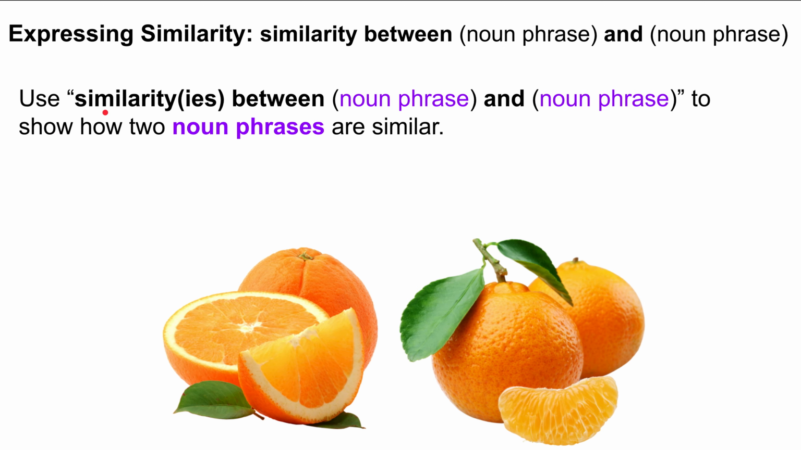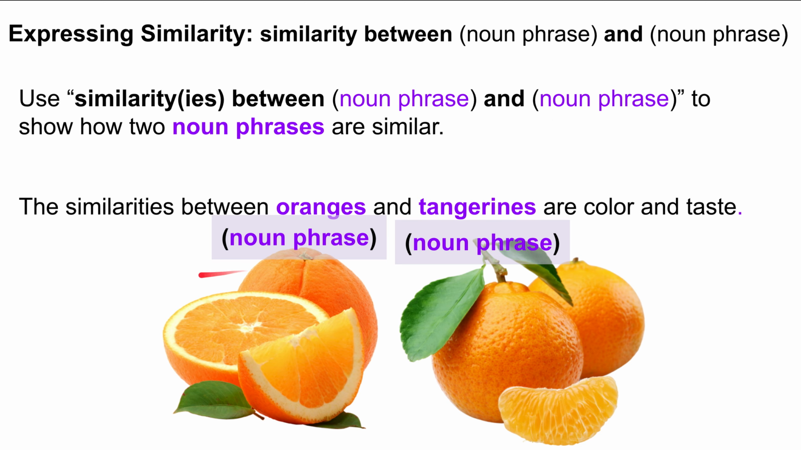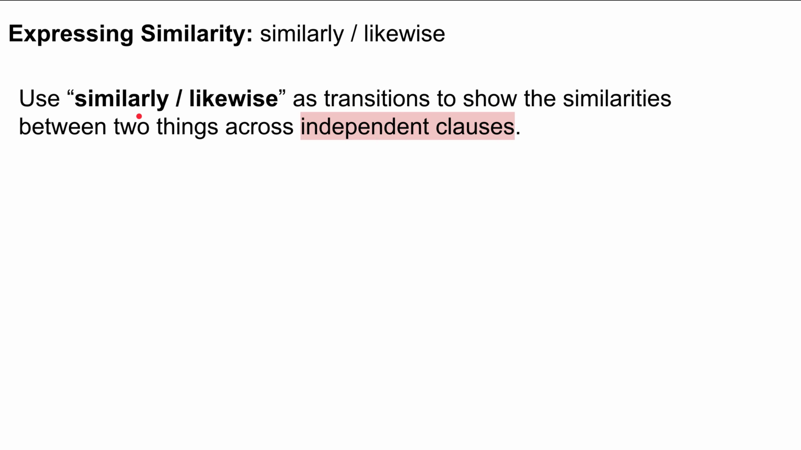Next, use similarity / similarities between noun phrase and noun phrase to show how two noun phrases are similar. So for example, the similarities between oranges and tangerines are color and taste. I have my noun phrases, oranges and tangerines, and I state how they are similar, color and taste. Okay, so once again, use similarities between noun phrase A and noun phrase B to show how two noun phrases are similar.